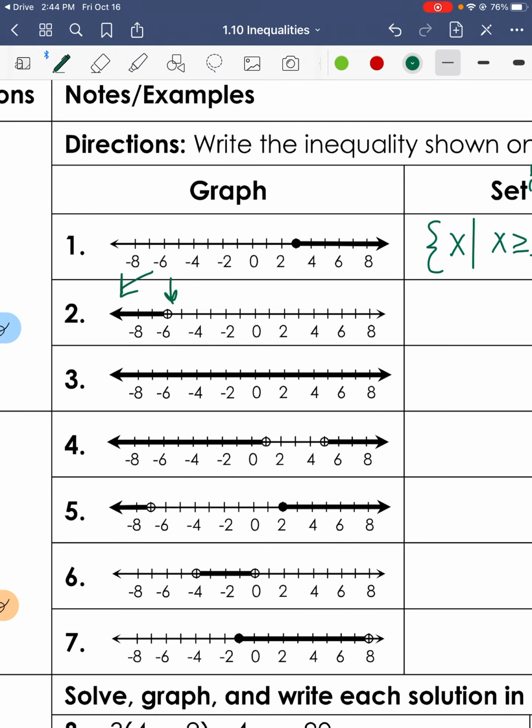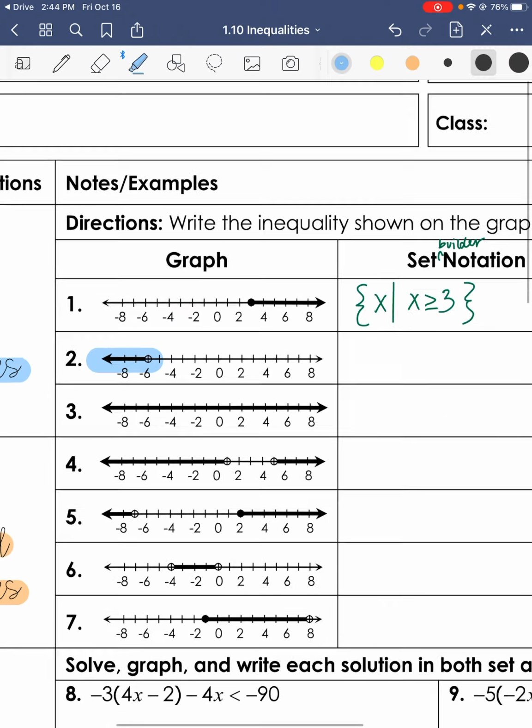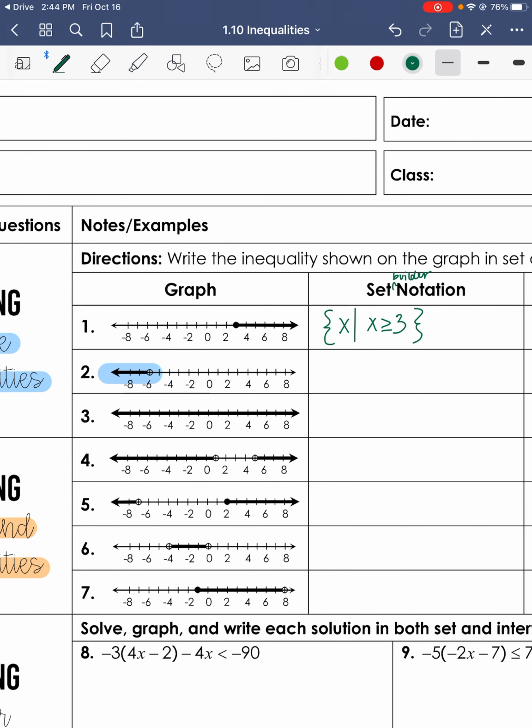Okay, so let's look at the second one here. Our graph for number 2, we're looking at everything from -6 down. Okay, so in set notation, we're going to open with a curvy bracket. We're going to say all values of x such that x is less than -6 and close it.